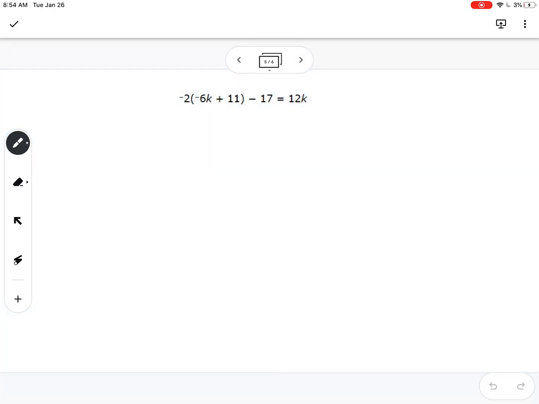Ooh, this one looks fun. There's parentheses involved, so what are we going to have to do? Multiply, right? Also known as distribute. Negative 2 times negative 6k is positive 12k. Negative 2 times positive 11 is minus 22. Minus 17 is equal to 12k.